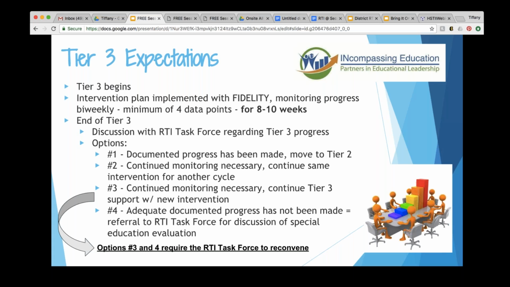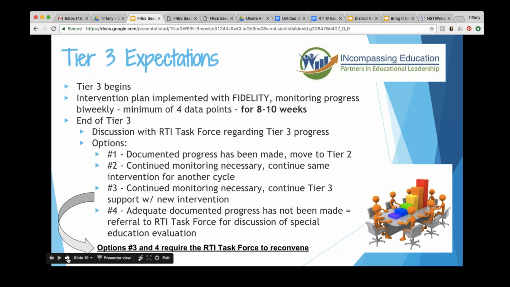Option number 4 would be that the task force needs to reconvene so that they can discuss the possibility of a special education evaluation, because minimal progress has been made at Tier 3. And the key to that minimal progress is that it is documented. The data is showing that there is little to no progress that has been made during that Tier 3 intervention. If you don't feel like you have enough data points, continue the intervention for another cycle until you can collect some additional data points that can help you to feel confident in whatever decision it is that you are making.